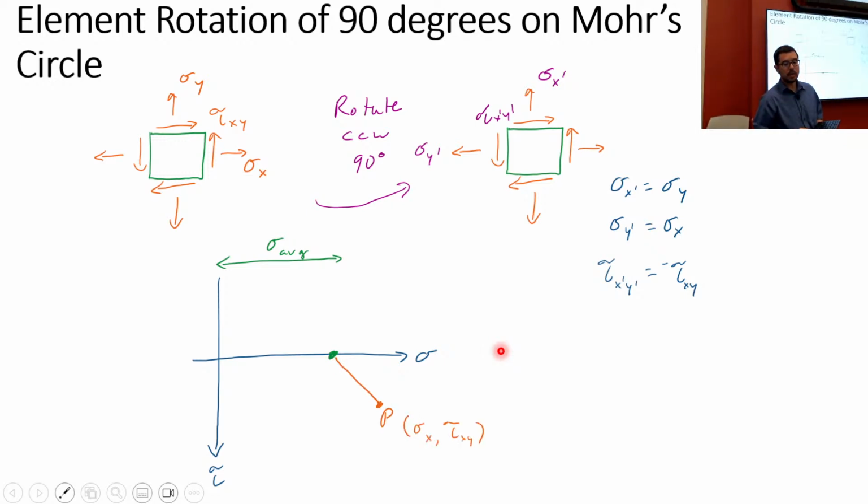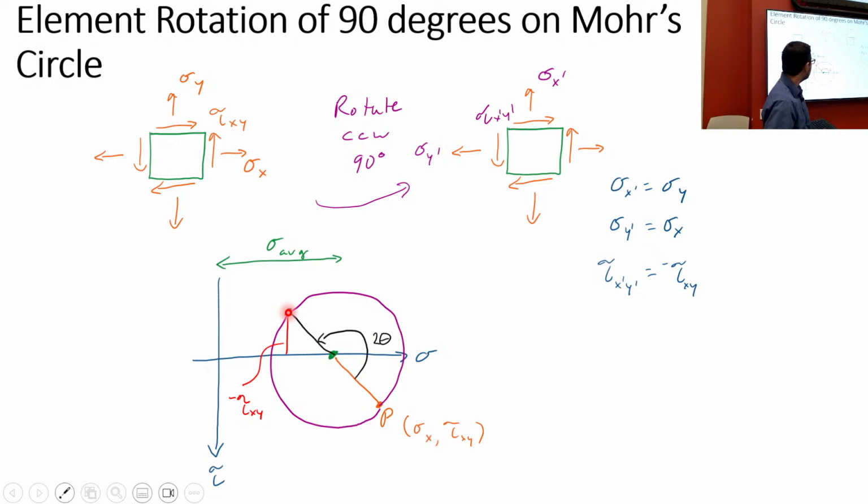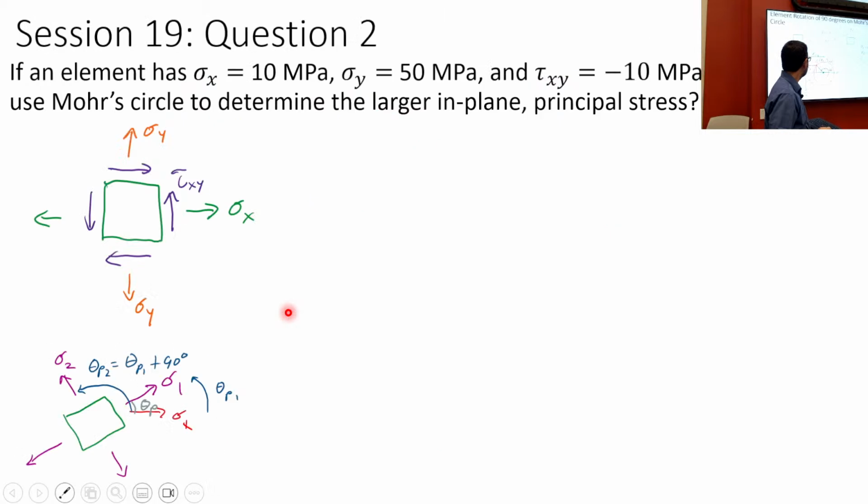We're at some location. We rotate 180 degrees on Mohr's circle to get to this location up here. And that corresponds to the 90-degree rotation of an element, and we have what we have there. Okay. Good. Okay, go ahead.